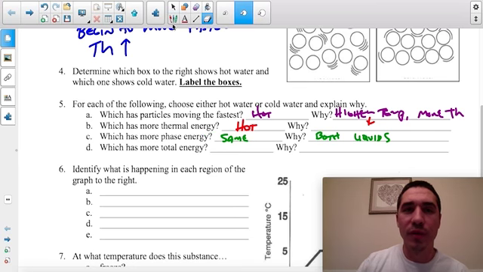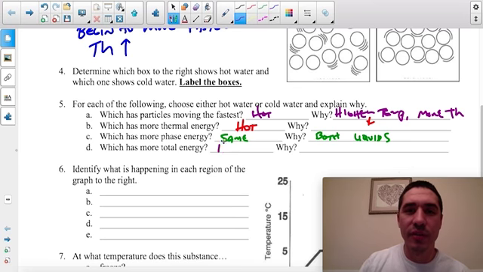For total amount of energy, I would say that the hot sample has more energy. Why? Well, if we were looking at the energy bar charts, they both have the same amount of phase energy, but because these particles are moving faster, you have more thermal energy.